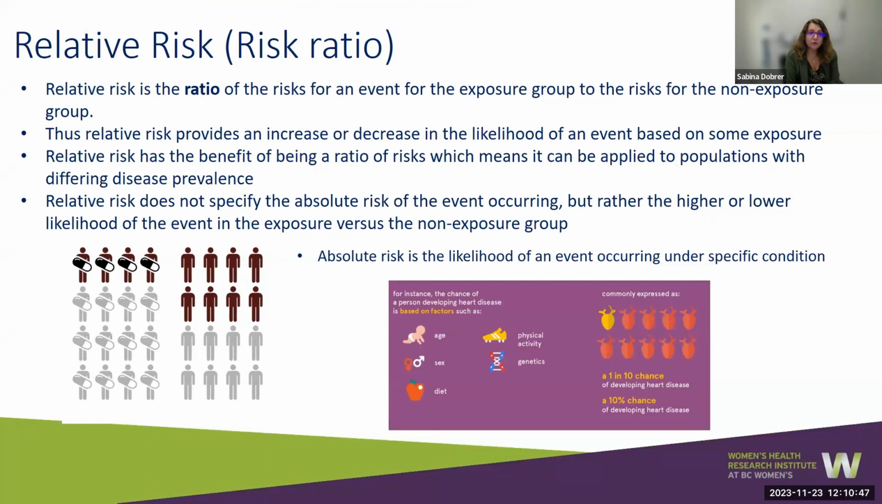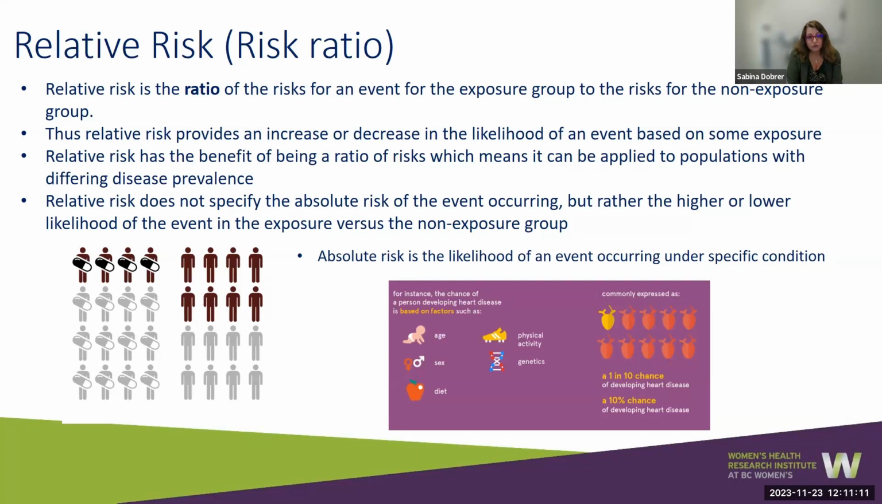So now that we've talked about prevalence, I want to talk about relative risk. Why am I talking about relative risk right now? Because relative risk is actually a ratio. And what is the relative risk ratio? It's the risk of events for the exposed group divided by the risk of events for the not exposed group.